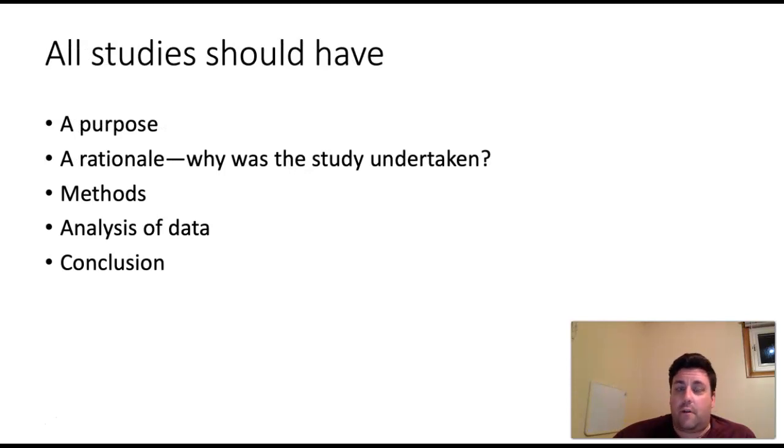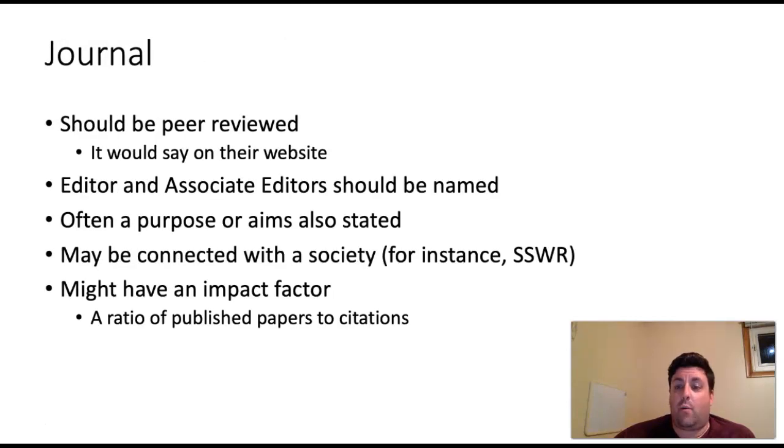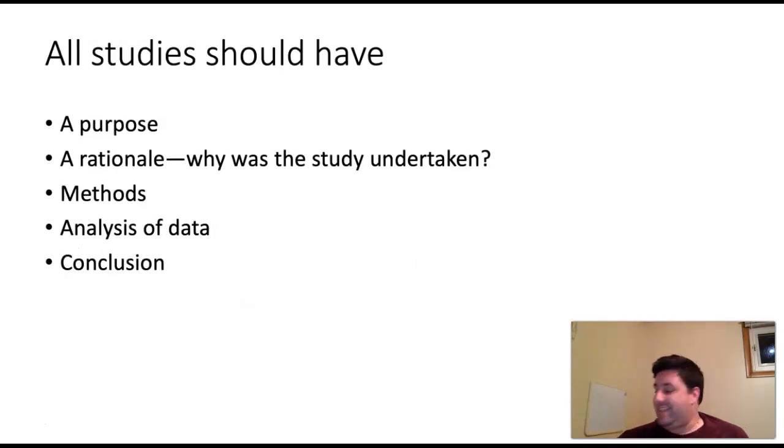All of the studies that you read should have a very clear purpose. They should have a rationale, which is why the study was undertaken. They should have methods, a very clear analysis of data, and conclusion, and they'll also have references and things like that. But this is true for both qualitative and quantitative studies. So if a study doesn't have these things, you could be looking at a non-research study, or maybe a piece of journalism or something like that. But at any rate, if it didn't have all of these things, I would be very skeptical of whether or not it is a research study.